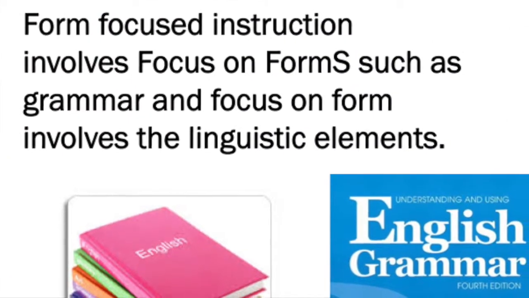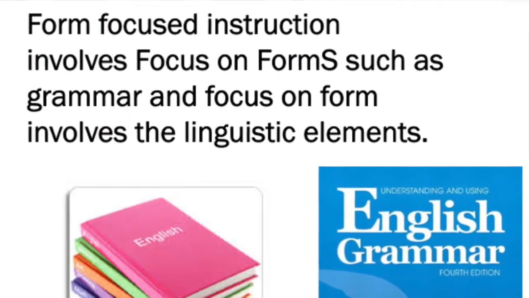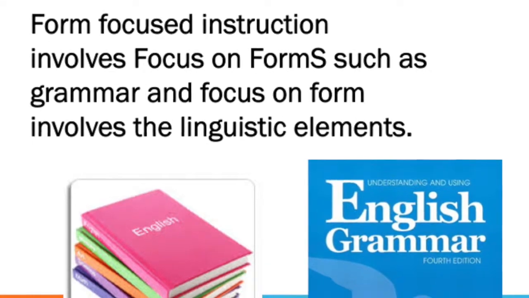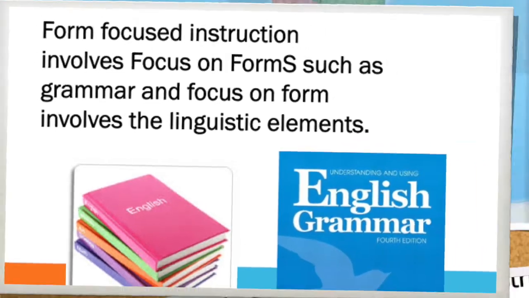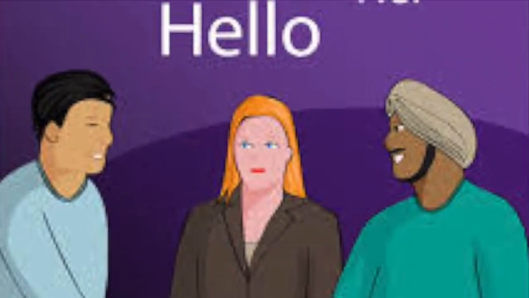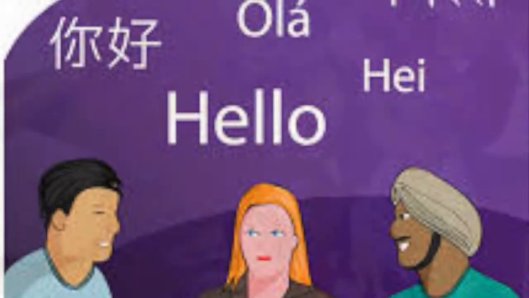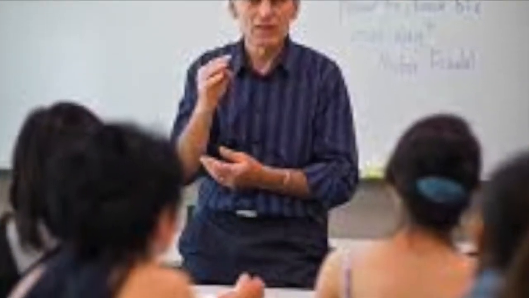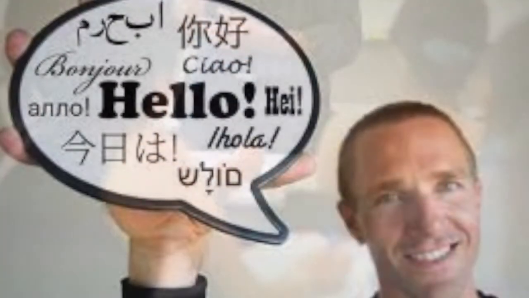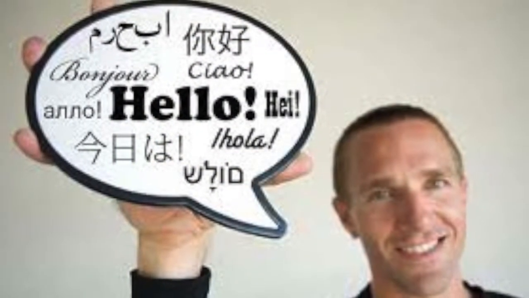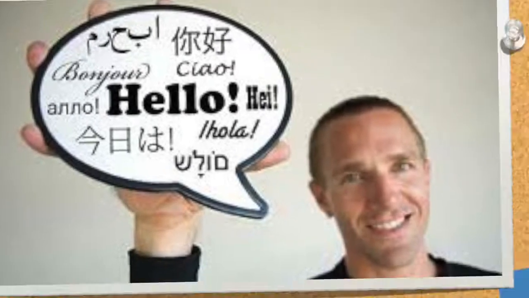Form-focused instruction involves focus on forms, such as grammar, and focus on form involves the linguistic elements. Teachers and learners need to concentrate on focus on form, such as attention to a learner's linguistically problematic features. Researchers believe that focus on form can be accomplished by explicit comments on form involving metalanguage, such as metalinguistic feedback.